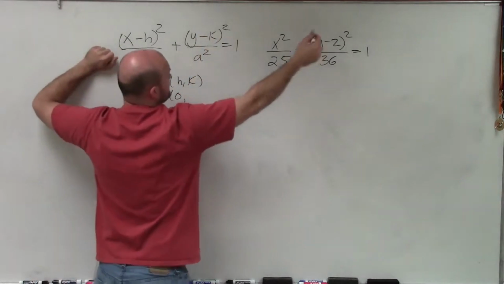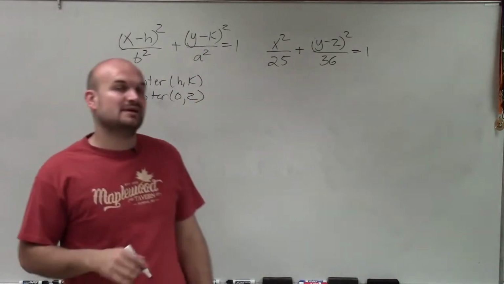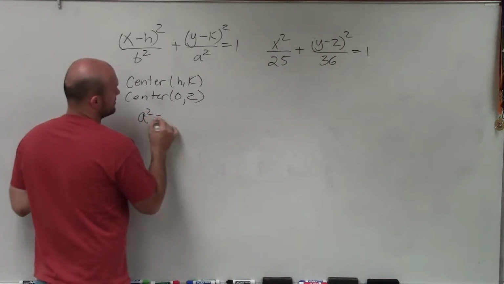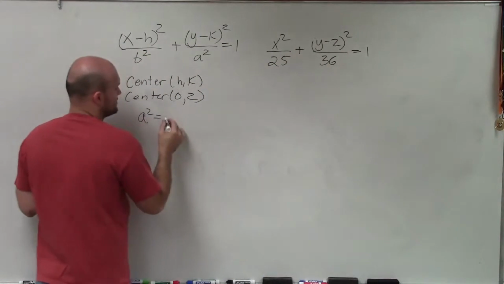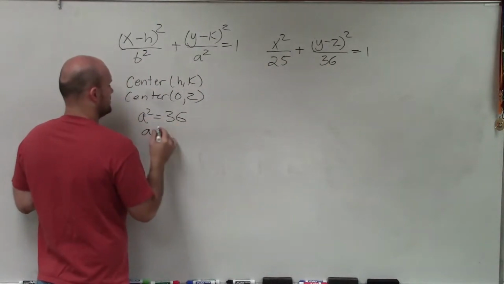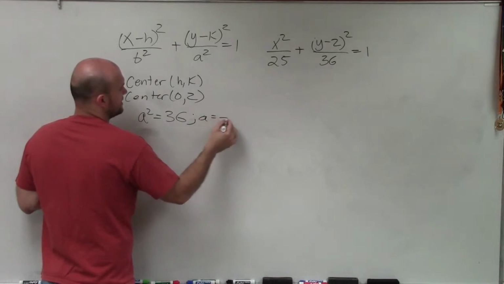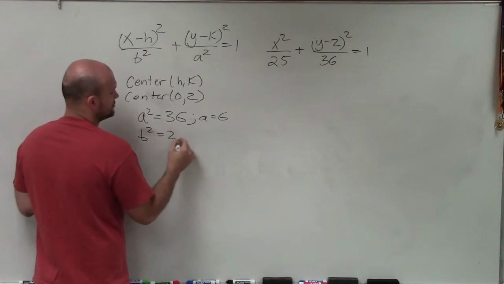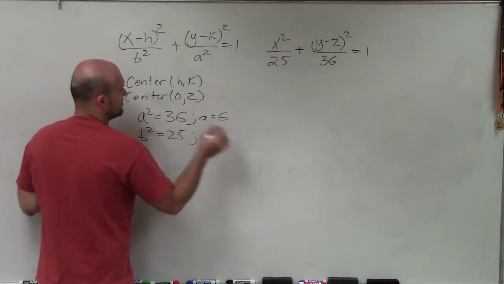So y, opposite of 2. So therefore, k is going to be equal to 2. Now I need to determine what my a squared is. Well, since we know that a squared is under the y, I can say that a squared equals 36. So taking the square root of both sides, I have a equals 6. Then b squared is going to be equal to 25, and therefore, b equals 5.